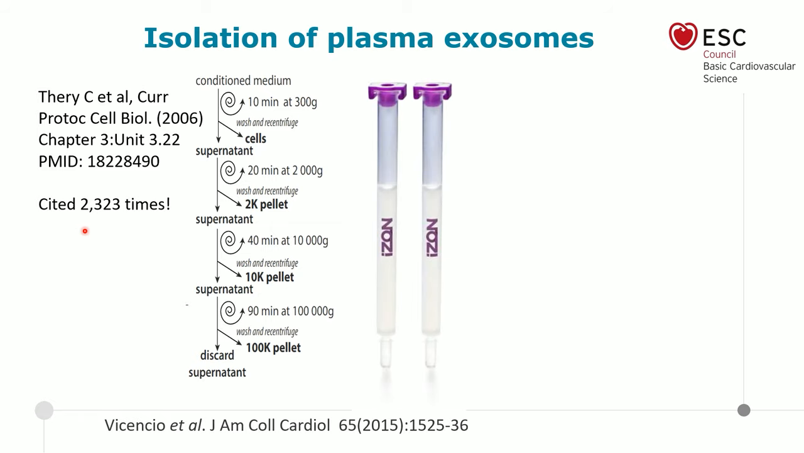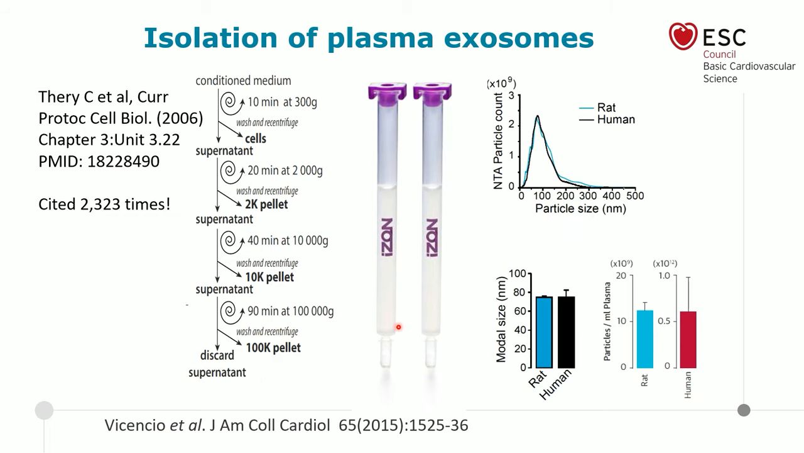So, as I said, we were interested in isolating initially from plasma. We were using the differential ultracentrifugation method initially. We've also looked more recently at size exclusion chromatography. And from these techniques, we can isolate particles which we find by NTA in the size of extracellular vesicles.